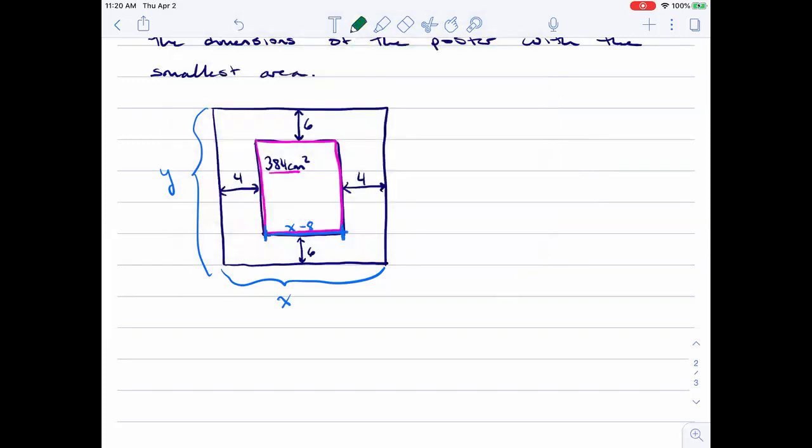There. And then same idea over here. This distance must be Y minus 12. And same idea, this is the length of Y minus 6 on each end, which makes 2 times 6, so Y minus 12 is the length there.